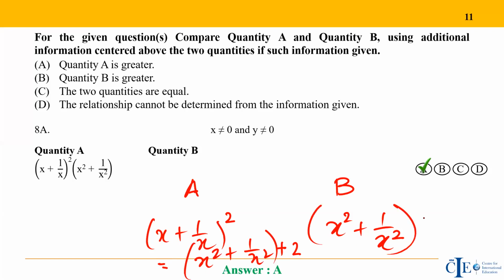This term is a positive term, because x square is always going to be positive, and x and y are both non-zero, so you cannot have a zero here. So this is going to be a positive term, and whenever you are adding a positive number, this will always be greater. So therefore, the answer is A. Yes, A is correct.